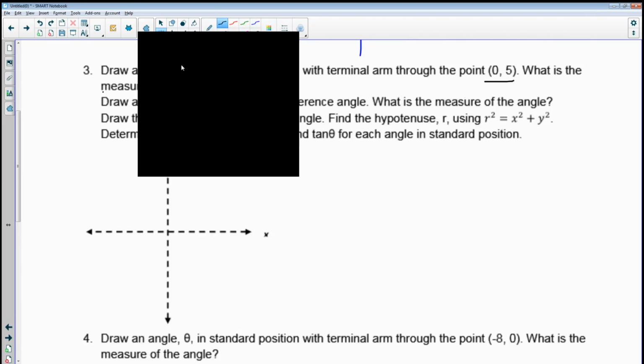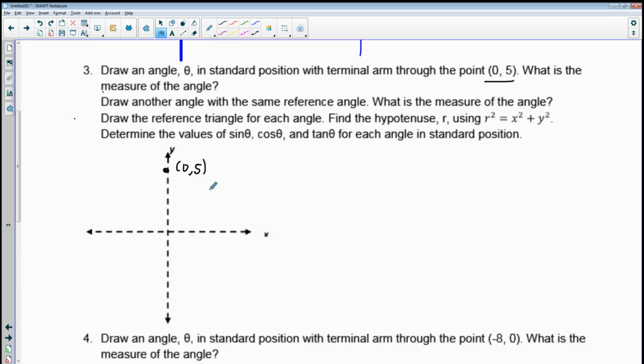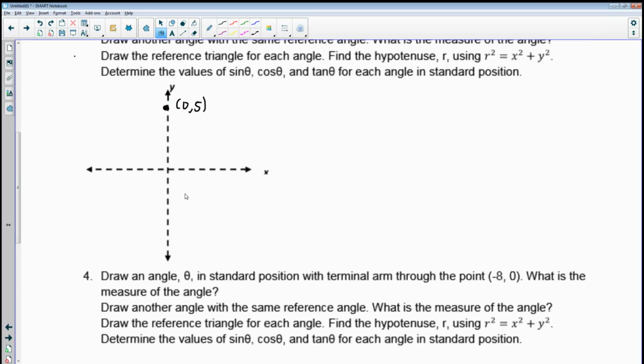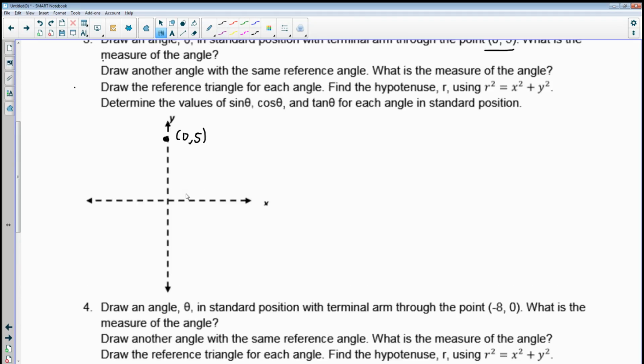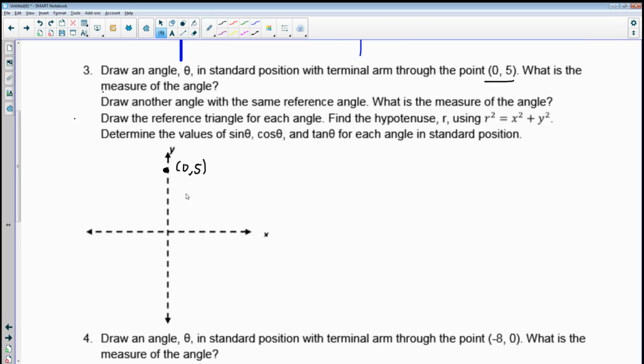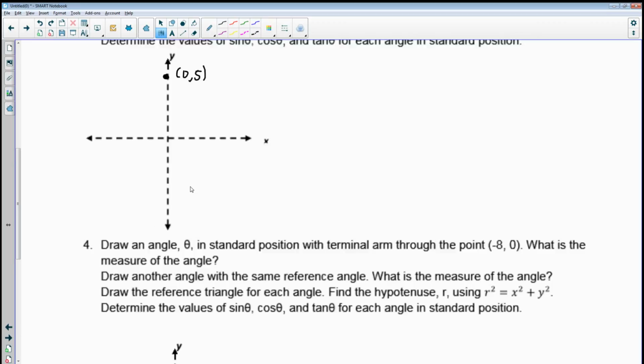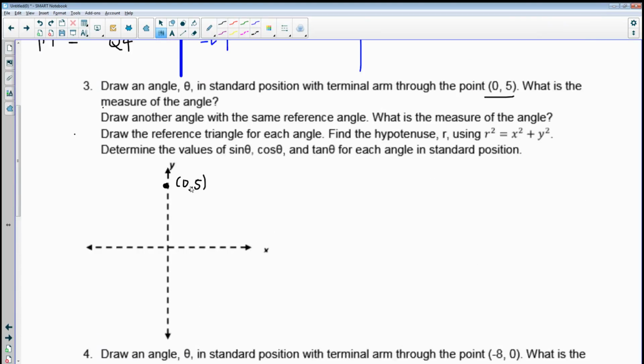All right, so we have started the last two questions here. This ties into today, to do a few special angles and their corresponding trig ratios. These are only two of them, and there are a few more you need to know by heart. Okay, so first one is this angle here, 0, 1, 0, 5.